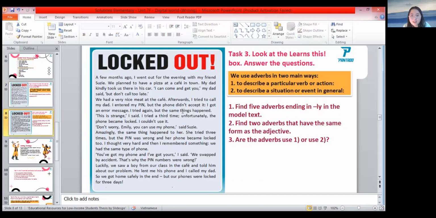Okay, now we have the same text here, and can you find for me 5 adverbs ending in "ly" in the model text, and find 2 adverbs that have the same form as the adjective?